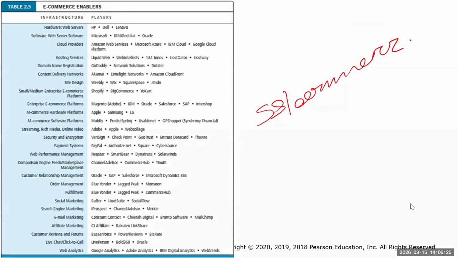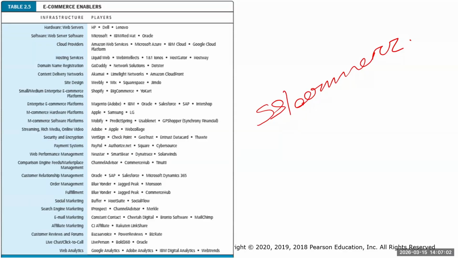In table 2.5, you will see all these companies with different services like hardware service, software service, cloud providers, even site design providers, domain name providers, payment system providers. They are all companies doing e-commerce, but for a special purpose. They are making e-commerce platforms possible, functional, to actually work successfully and smartly as an interface between the customer and the company, or you can say between the sellers and buyers.